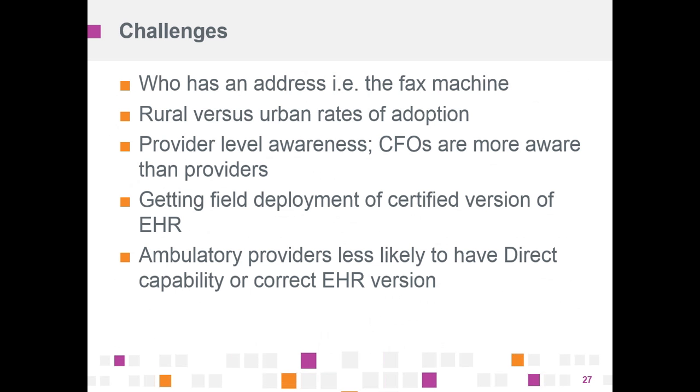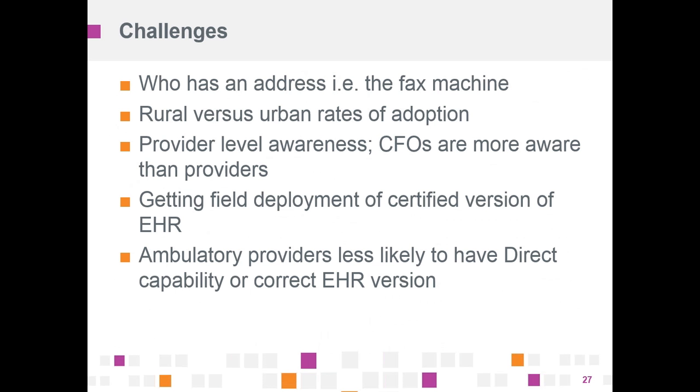The next challenge is the fact that in rural areas, the rates of adoption are much lower than they are in urban areas. It's a huge challenge when your referral partners are rural. Another challenge is provider awareness. It's interesting. I actually asked a provider the other day, what's your direct address? And he gave me his Gmail address. And I said, no, your direct secure messaging address. He actually didn't know what that was. CFOs who are focused on meaningful use are more aware of it than some of the providers.